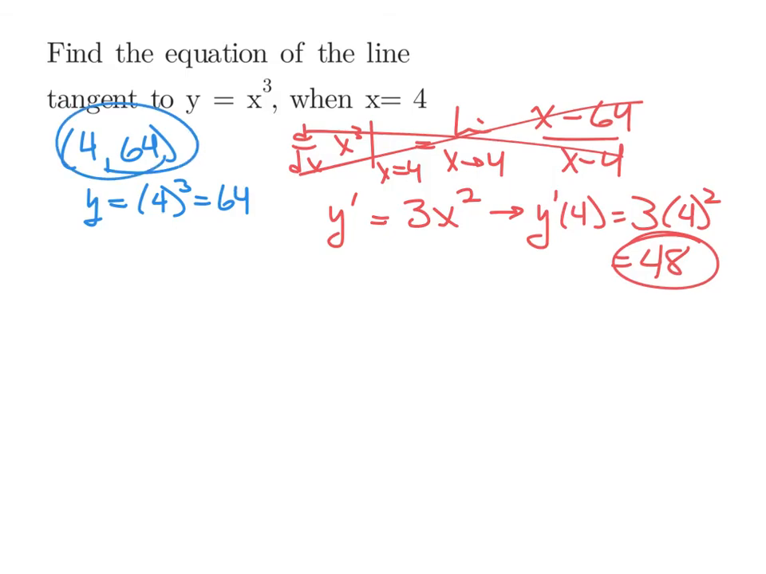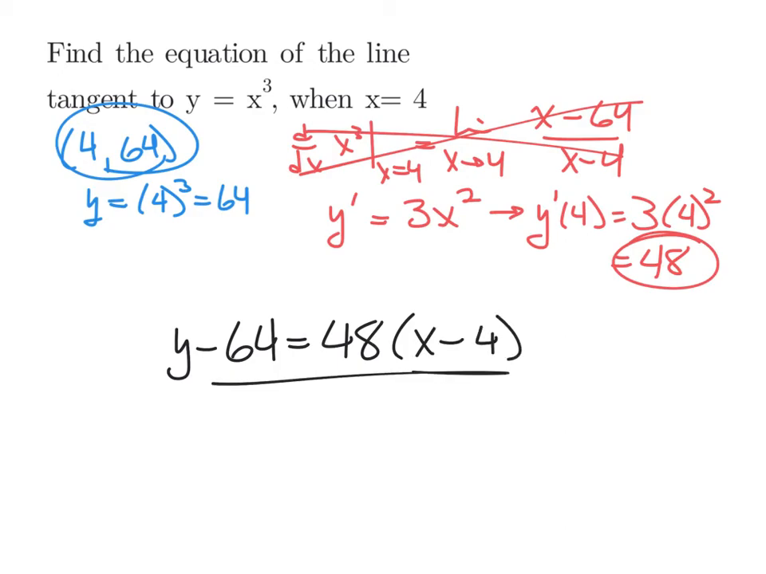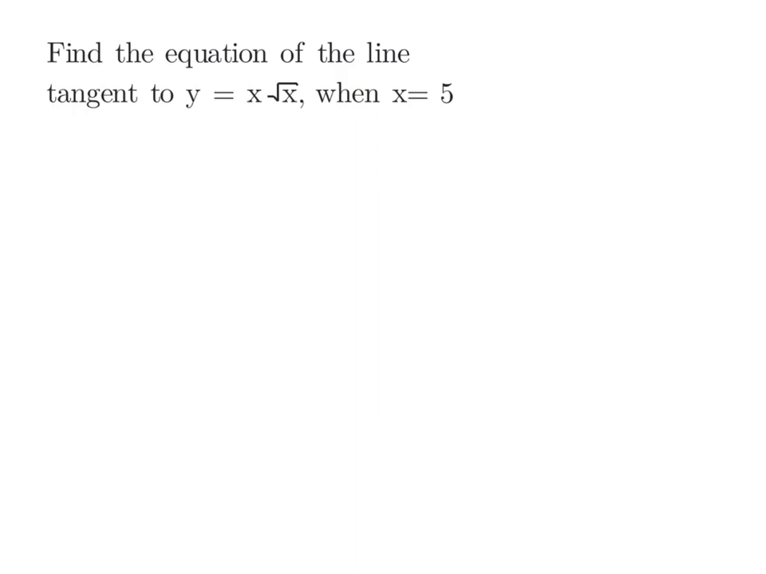Over here is our point. So when we put those two together, the equation of our line is y minus the y-coordinate is equal to slope times x minus the x-coordinate. And there's our tangent line. All right, let's try one more. Find the equation of the line tangent to y equals x square root of x when x is 5.